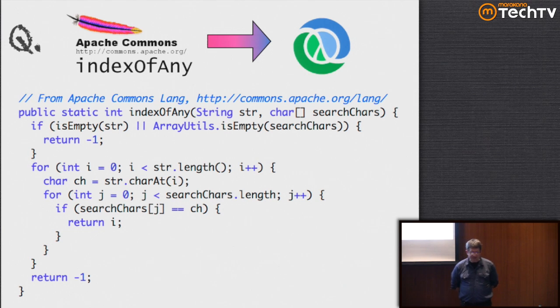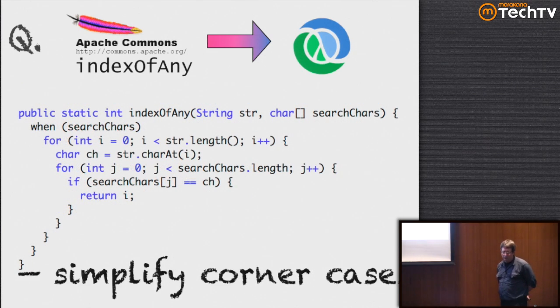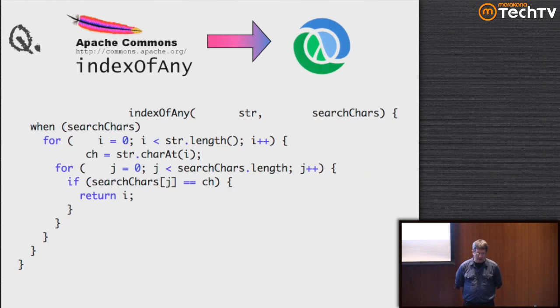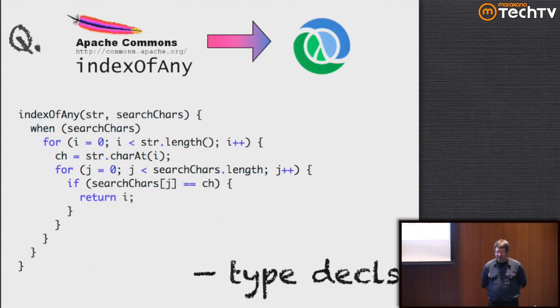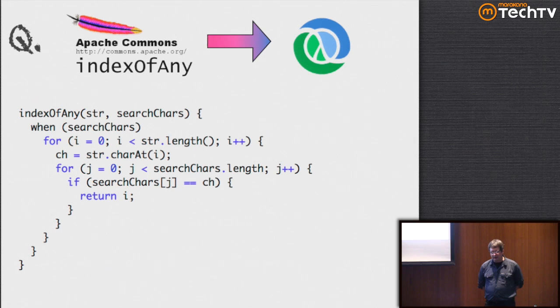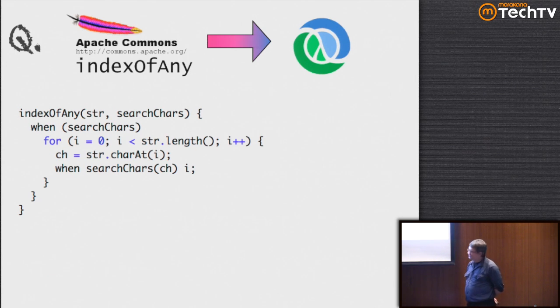And so let's collapse this down to Lisp. First thing we'll do is simplify the corner cases. The corner cases up at the top are the isEmpty checks. Both those empties actually are handled by my when, or will be handled by my list comprehension in a second. So we can get rid of the edge cases. We can also now strip out all the type information because we don't need type declarations anymore. We will now replace that internal for loop with a when clause that basically says when you find one of these search characters, then just return it.